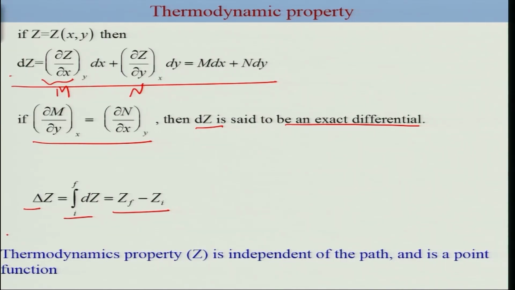And therefore the thermodynamic property Z is independent of the path because of being an exact differential, and is a point function. So this is the definition of a point function.